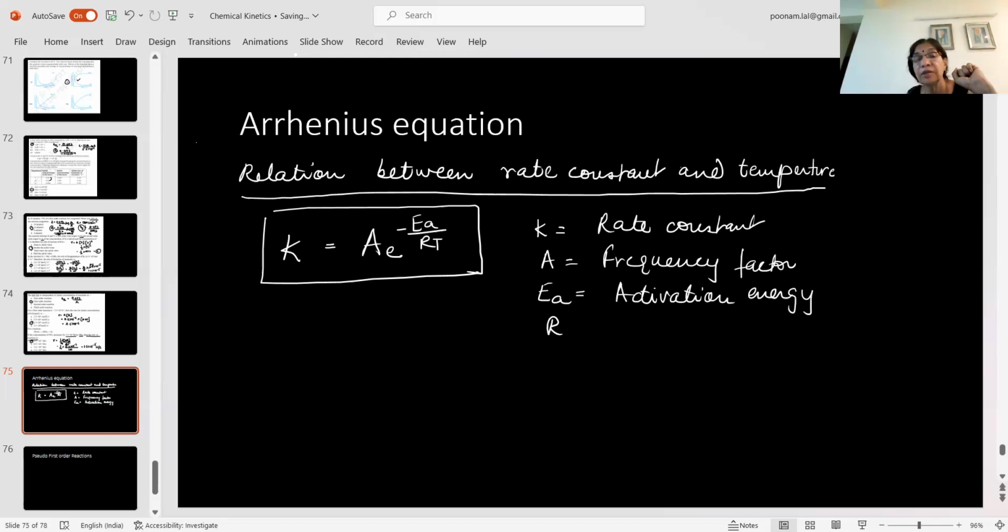So that is the activation energy. And R is, of course, the gas constant. And T is the temperature in Kelvin.